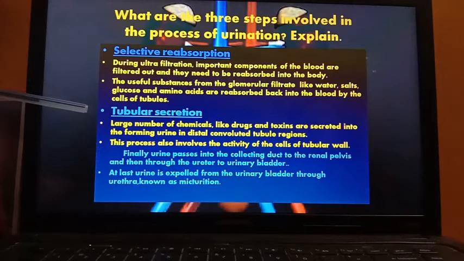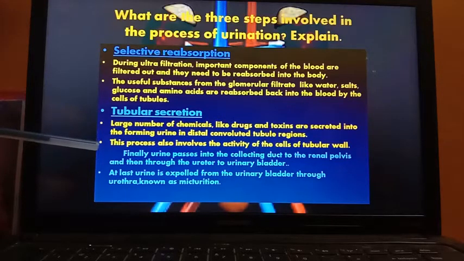And the last step is tubular secretion. A large number of chemicals like drugs and toxins are secreted into the forming urine in the distal convoluted tubule regions. This process also involves the activity of the cells of the tubular wall.